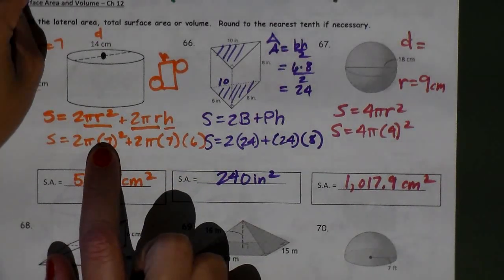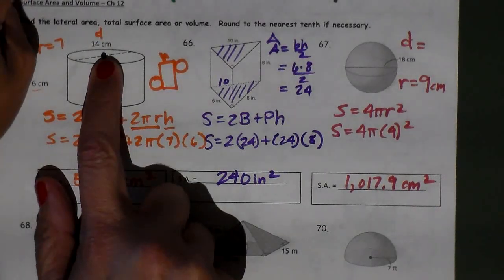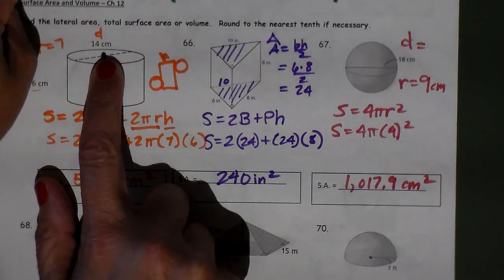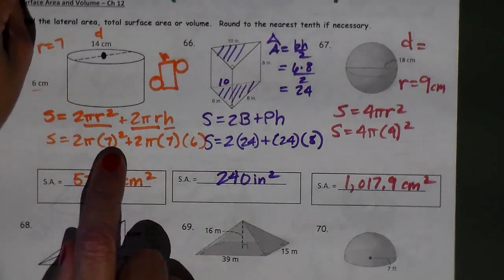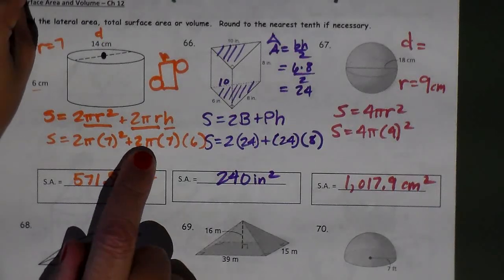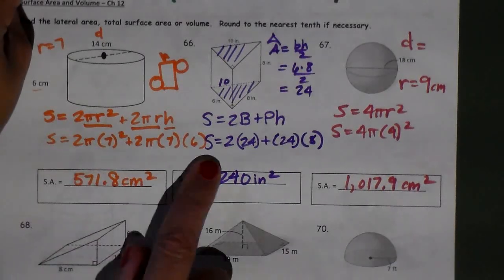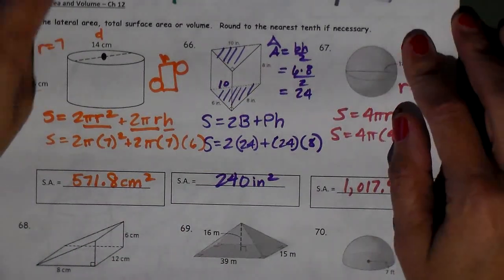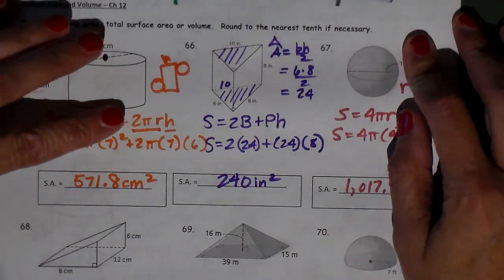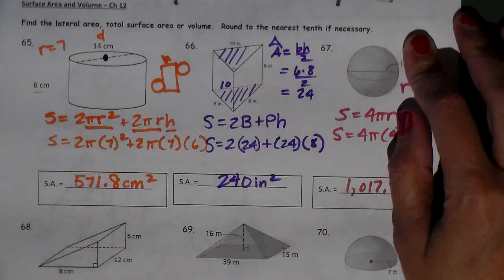So to do the total surface area, we do 2 pi radius, because this is the diameter, which is 14. So the diameter is 14, so the radius is 7. So I have 2 pi 7 squared plus 2 pi 7 times the height, which is 6. When you enter that into your calculator, you get 571.8. Now remember, if I wanted to just do the lateral area, I would chop out the bases. Okay, 2 pi rh only.